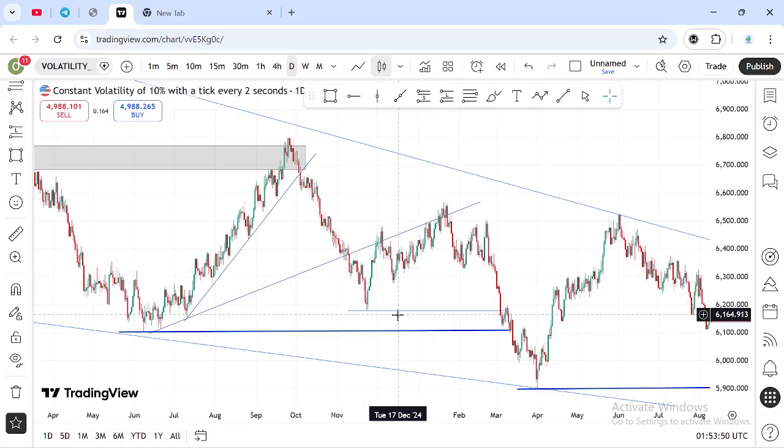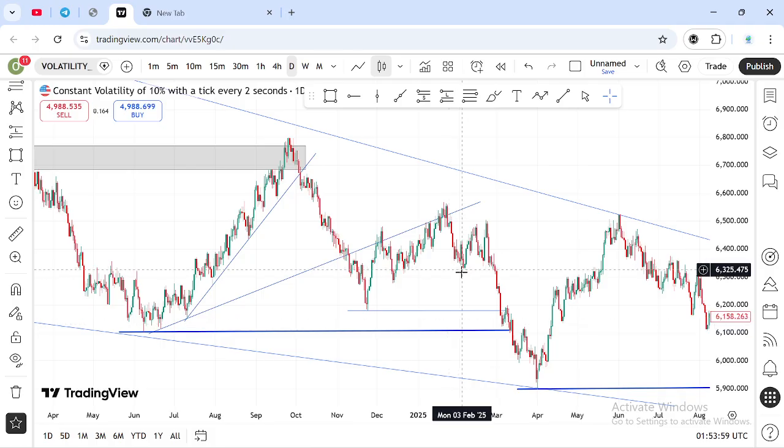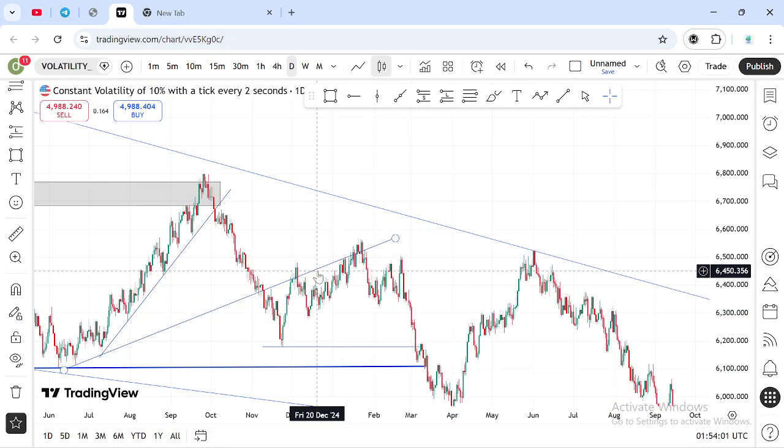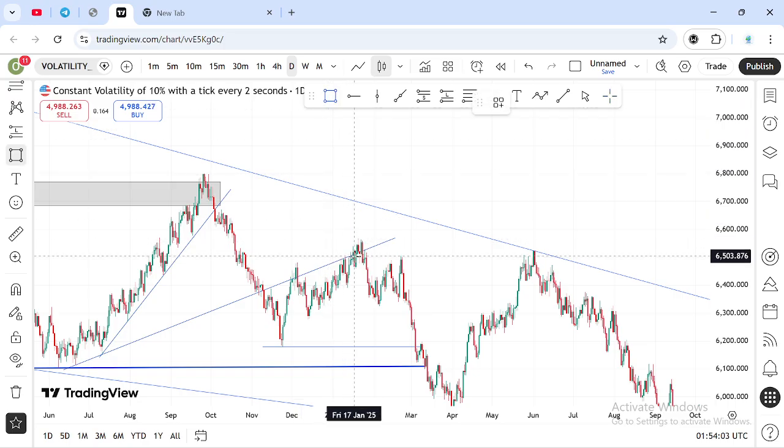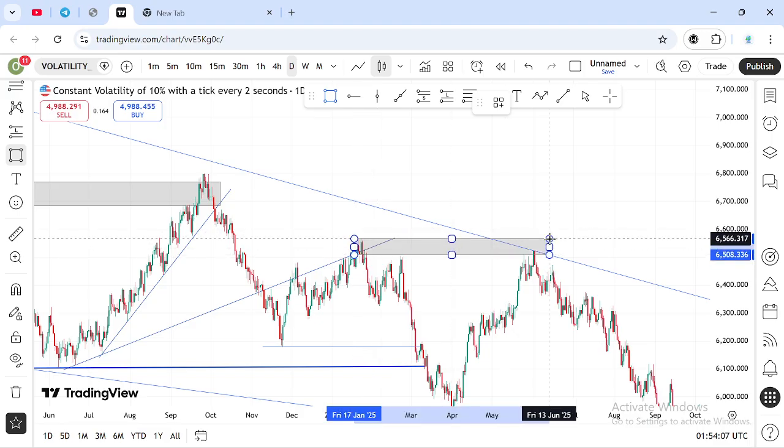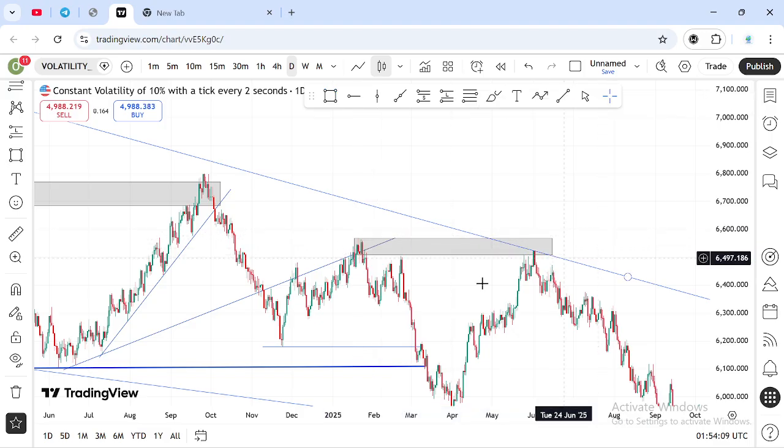We have this point. We have a break of structure. And then we have a smaller break of structure. And of these two break of structures, the order block will be marked, which is this one. This is the first order block. And then this is the second one.